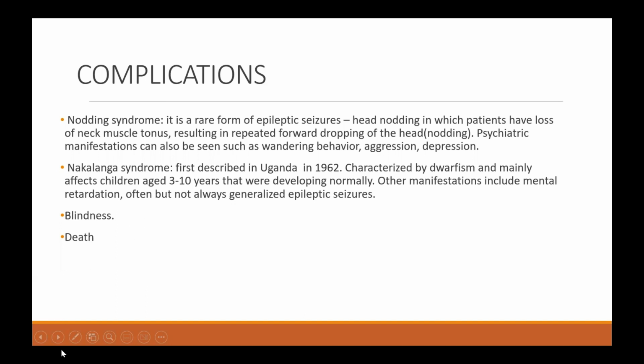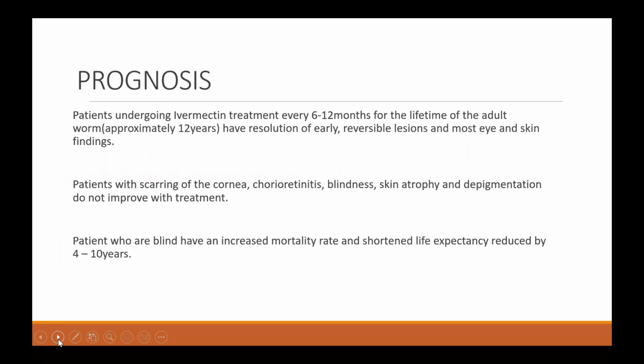Of course, other complications mentioned are blindness and death. So treatment with ivermectin every 6 to 12 months for the lifetime of the adult worm, which is about 12 years, is what is recommended. And this can result in resolution of early lesions in the eyes and the skin.